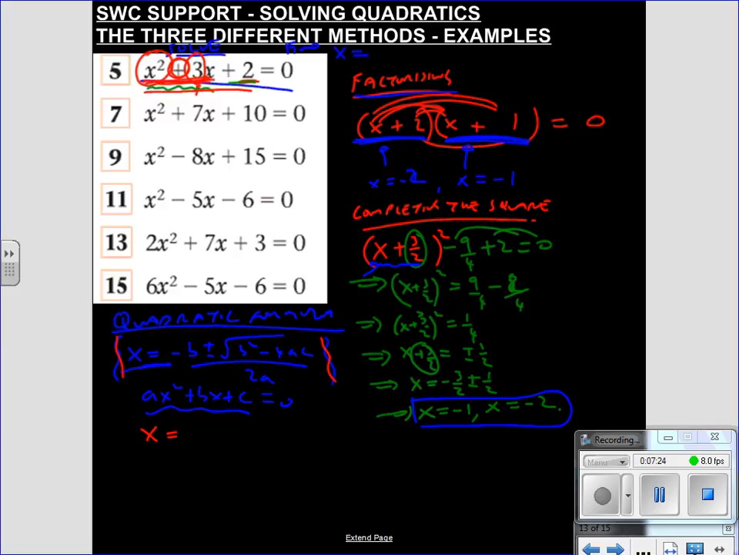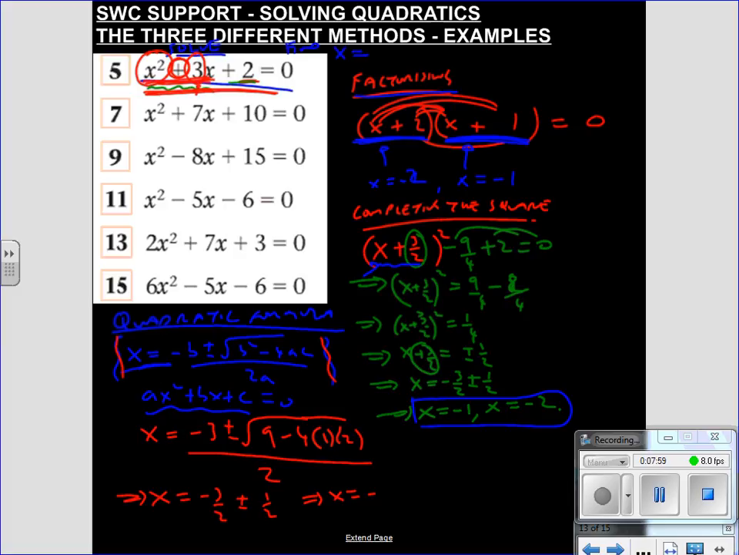So if I'm looking at this one, my a is obviously 1. My b is 3 and my c is 2. So I get minus b plus or minus the square root of b squared, which is 9, minus 4 lots of a, which is 1, and c, which is 2. And that's all over 2a, which is 2. So just like before, x equals minus 3 over 2 plus or minus the square root of 9 minus 8, which is 1. So a half, and again we get x is minus 1, x is minus 2. So you've just seen 3 different ways to solve exactly the same problem. Let's do another one.